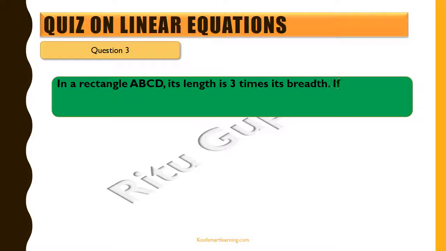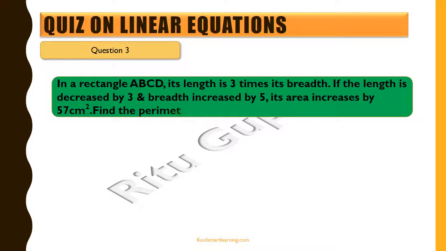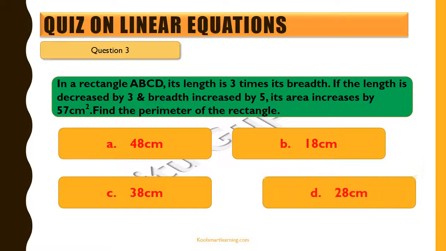In a rectangle ABCD, its length is 3 times its breadth. If the length is decreased by 3 and breadth is increased by 5, its area increases by 57 centimeters square. Find the perimeter of the rectangle. So you have to find the perimeter of the original rectangle. So these are the different options.